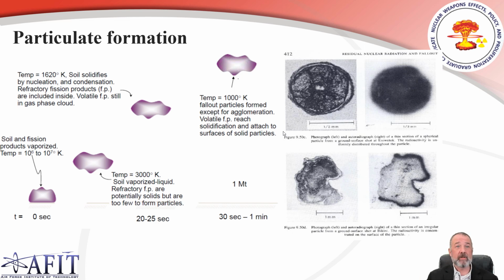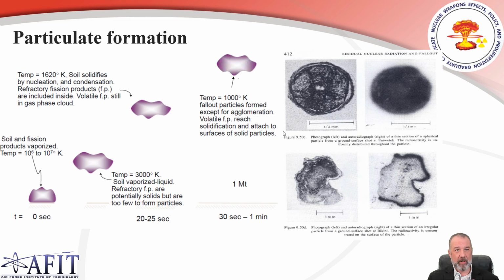Now, if we look at the two pictures on the right-hand side, what we're seeing is something called autoradiography images. And this is just, they took that cross-section that we see on the left-hand side, and they put it on some radiation-sensitive film. In this case, it was most likely film. And the radiation interacted with the film so they can get an idea of where the radioactive material was concentrated, right? Because it's going to darken the film more where the radioactive material is located.